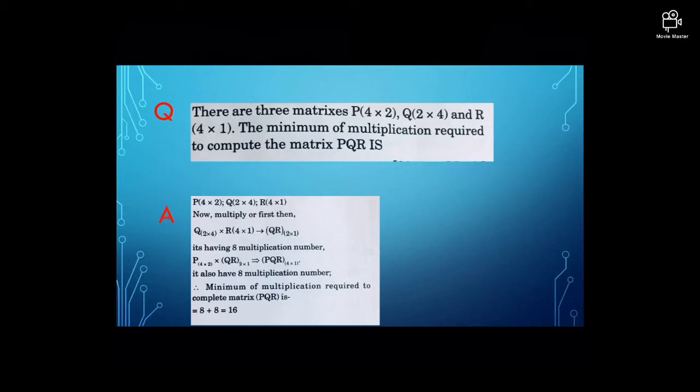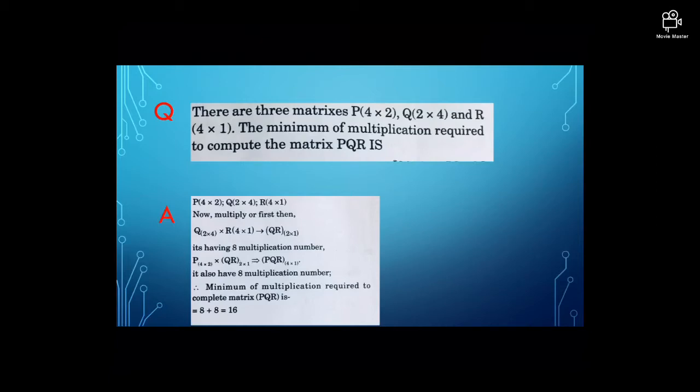So we have a formula also for finding the number of multiplication operations when we multiply two matrices. Let's take the order, that is 2 by 4 for Q as m by n, and the other one as n by p.